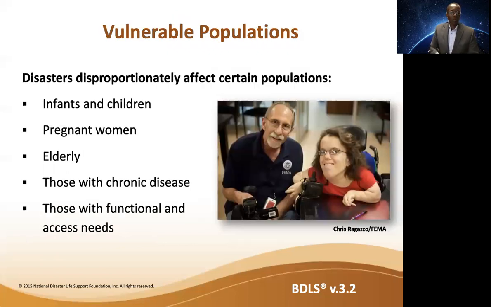Now we will transition from public health to population health. An important concept to remember is that disasters do not affect all people equally. There are certain groups of people that are more vulnerable to the effects of a disaster. The major groups are infants and children, the elderly, women, those with chronic diseases, including mental health issues, and people with functional or access needs. It is essential to plan for the needs of these populations, as they each have different needs when it comes to post-disaster medical care, support services, and sheltering.